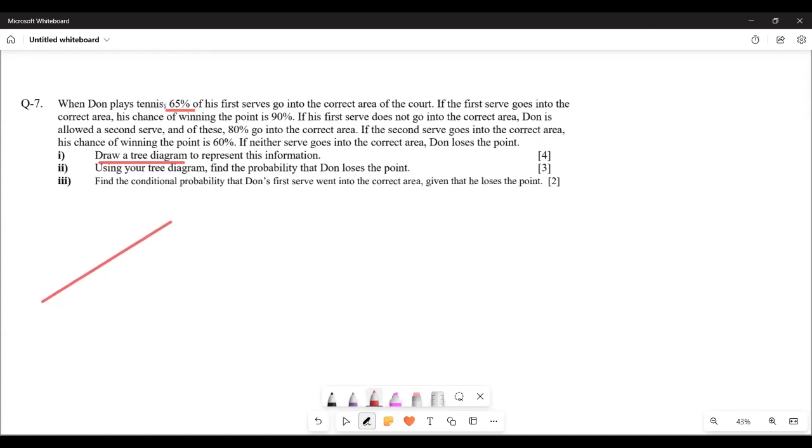Okay, so when Don plays tennis, 65% of his first services go into the correct area. So I'm going to write correct area here. And the probability of the services going into the correct area is 65%. That would be a probability of 65 by 100. So then the probability of the services not going into the correct area, I'm going to write not correct area. That's going to be 35%. So 35 by 100.